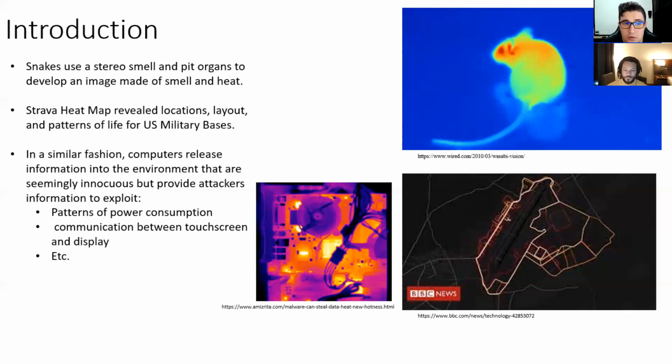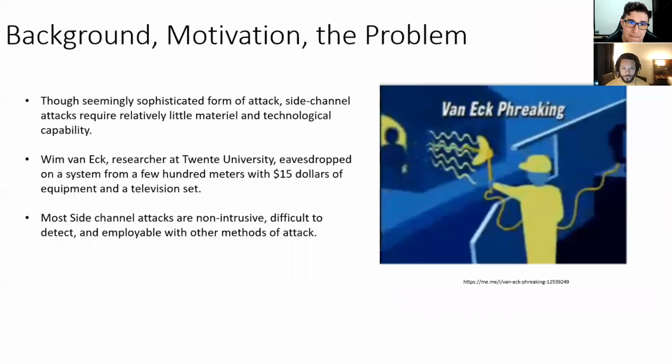In a similar fashion, our computers release information in environments that are seemingly innocuous. These bits of information are the patterns of power consumption when different circuits burn through power as they're doing the computation, the communication between the touchscreen and the display, as well as the time in which different computations take. All of this seemingly innocuous information is released into the environment, imperceivable to human beings, but all of it can be used to exploit more critical data in a side channel attack.